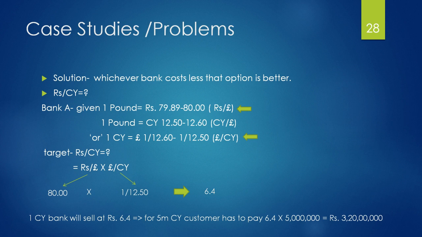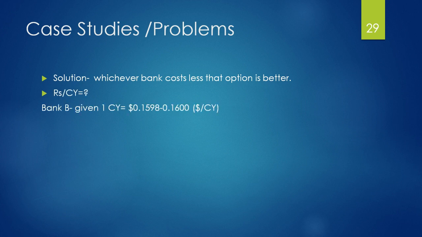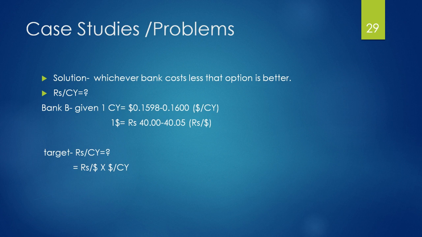Similarly, we have to find for Bank B. Let's do it quickly. For Bank B, it's given that 1 Chinese yuan equals 0.1598 hyphen 0.1600 dollars, which is our dollar per Chinese yuan. And $1 equals rupees 40 hyphen 40.05, which is our rupees per dollar. Our target is to find rupees per Chinese yuan, which can be calculated as rupees upon dollar multiplied by dollar upon Chinese yuan.